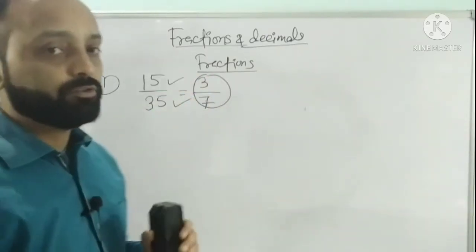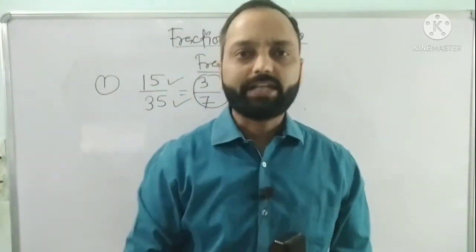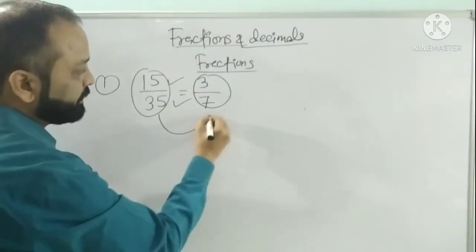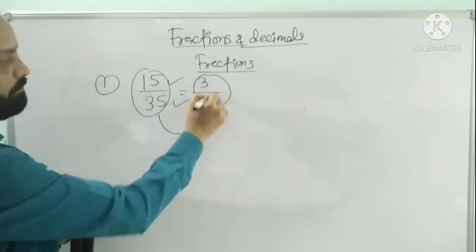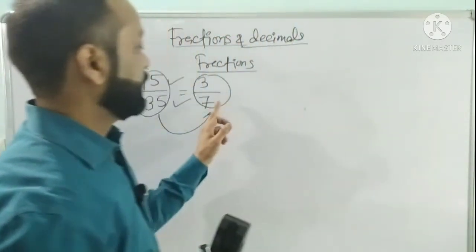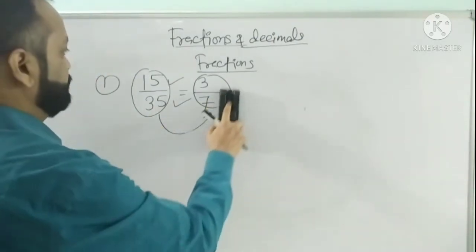So let's suppose if you are calculating any fraction and you are getting a result like this, you need to put it in simpler form, that will be 3 by 7. So that should be in your mind also, that we need to write it in simpler form.